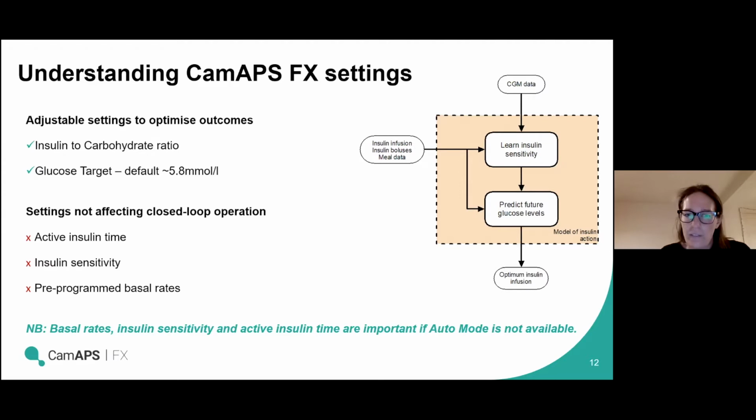Things that won't affect closed loop operation, and therefore there's not much point adjusting them to try and optimize closed loop outcomes, are the active insulin time, the insulin sensitivity, and the pre-programmed basal rates. That's because the closed loop algorithm is doing those bits for you and adjusting them already. They are important if auto mode isn't available, perhaps during sensor warm-up periods. So it's important that they're accurate, but they're not going to particularly change the outcomes that you're seeing with closed loop use.